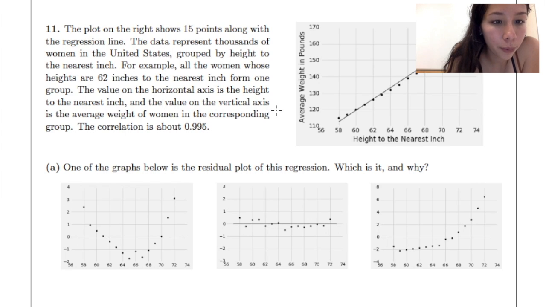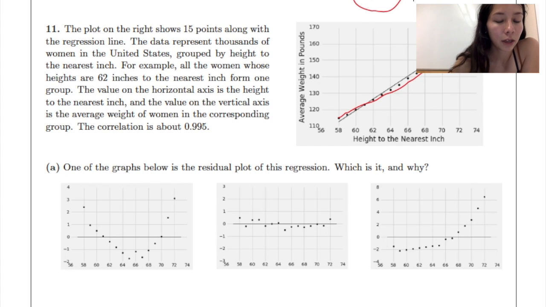Correlation is about 0.995. So, in part A, it's asking us to look for the residual plot, and we basically want to be looking at this graph. And immediately something that I noticed was that I could see that this data is kind of forming a pattern in which it's not exactly matching up with the regression line. It's actually going to be going kind of like this. So it's forming this curve where it starts above the regression line, goes below it, and goes back above.